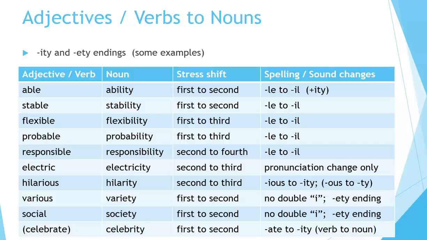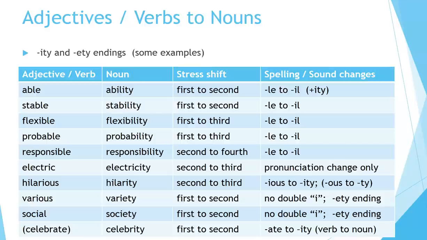Let's look at the next one. Electric, electricity. This goes from the second to the third syllable, where the change in stress takes place. Now notice there is no spelling change, but there is a pronunciation change. When you add the ity, you don't have to change the spelling, but it goes from a hard C, k, electric, to a soft C, s, electricity, like from a K to an S sound. Let's look at the next one. Hilarious, hilarity.